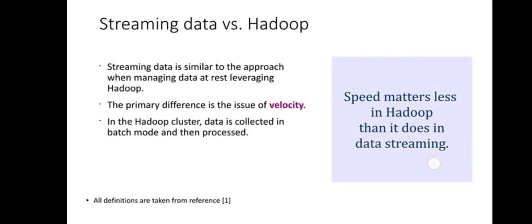Streaming data versus Hadoop. Streaming data is similar to the approach used when managing data at rest, like Hadoop. The primary difference is the issue of velocity. In the Hadoop culture, data is collected in batch mode and processed when the collection is complete. Speed matters less in Hadoop than it does in data streaming.